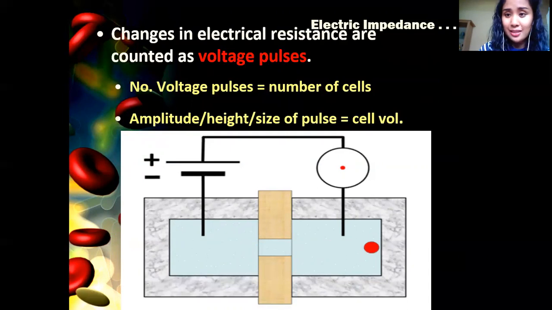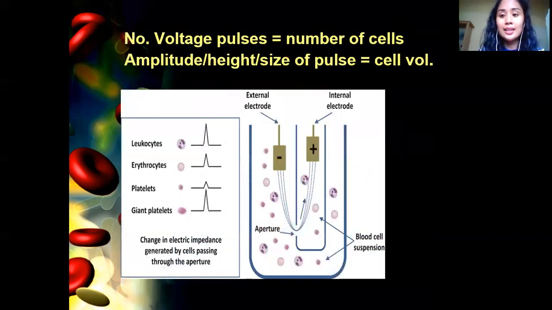The video is not keeping up, I think Zoom can't handle GIFs. So, the number of voltage pulses is the number of cells. Please don't forget this for the Coulter counter. And for the size of the pulse, the number of pulses is the number of cells, but the size, the height and the amplitude of the pulse, is the cell volume, how big it is.